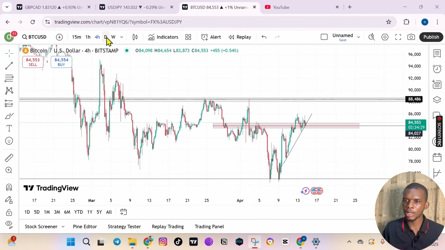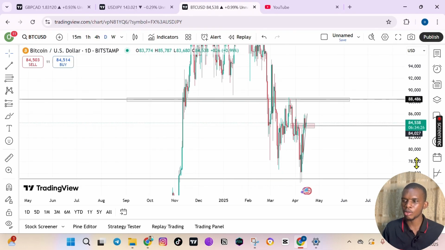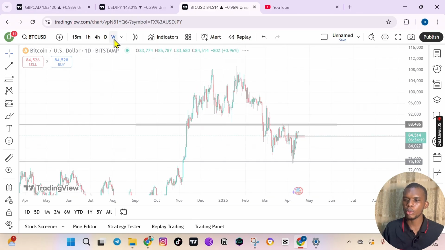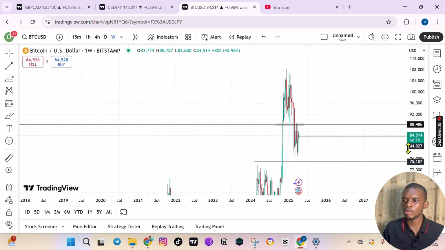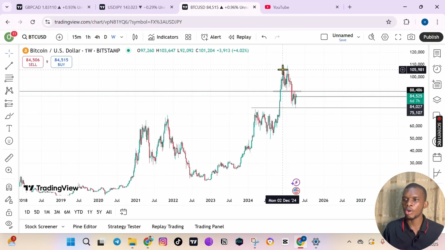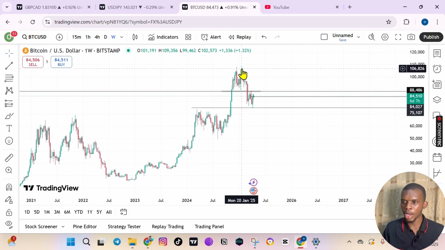So if you are looking at this, let's just zoom out first. Let's zoom out to like daily time frame. Now if you pay attention to this particular market, let's go to like weekly, okay? Because I would like to see the overall trend of where the market is going. You can see market trended up, gave a double top right here and dropped.